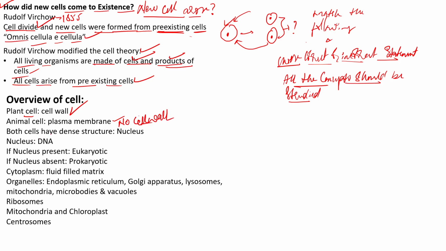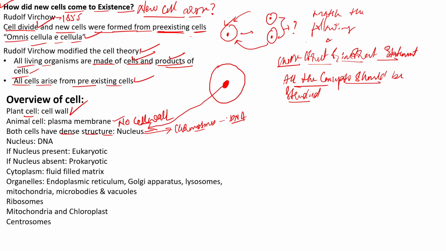The second is both the cells have a dense structure, that is the nucleus. As I said, here I have drawn the diagram of a cell, and we always draw a structure like this inside, and this structure we are referring to is none other than the nucleus. We know that the nucleus is the structure that mainly contains the chromosomes, and chromosomes basically contain the genetic material of the living organism, that is the DNA. So DNA is the genetic material in the case of chromosomes or any living organism.